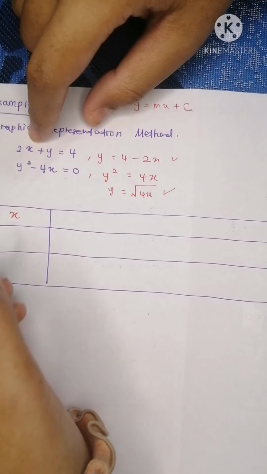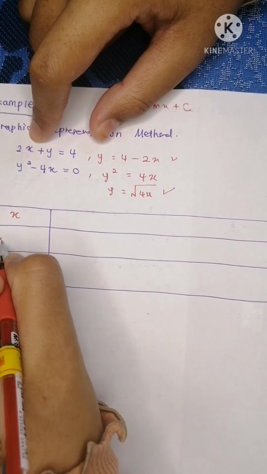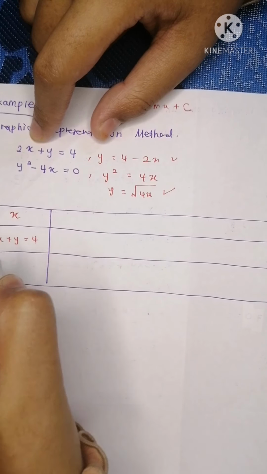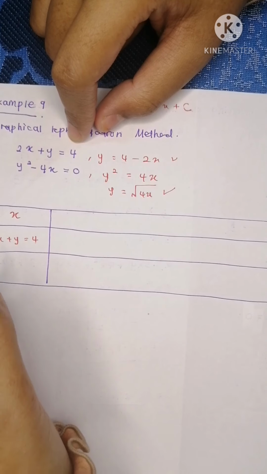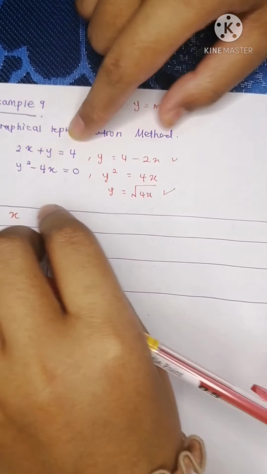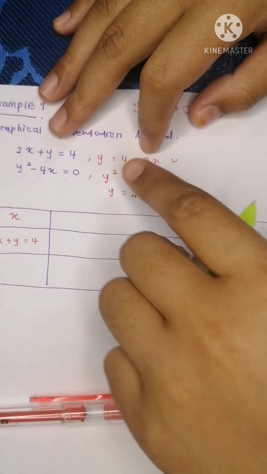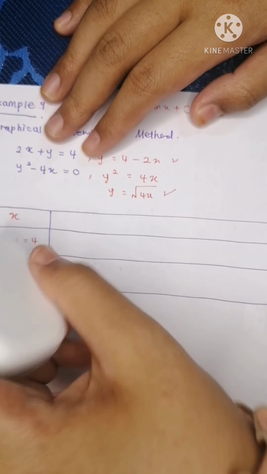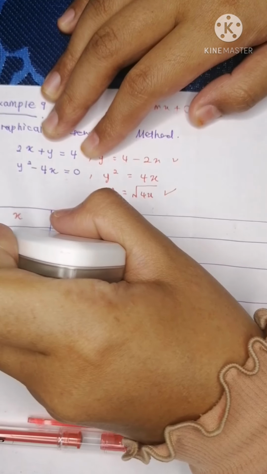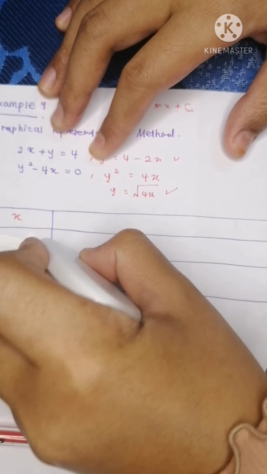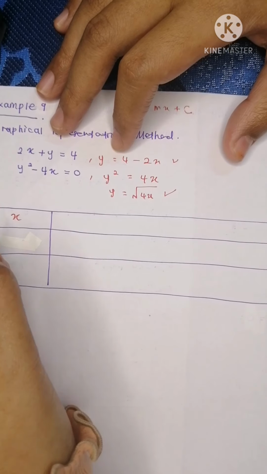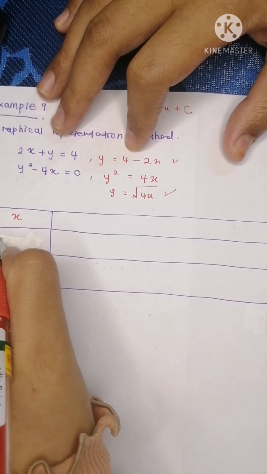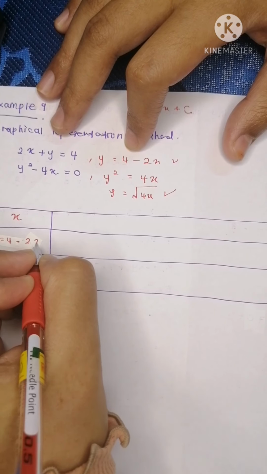And then the first equation is this one, 2x plus y equal to 4. Or you can use the new equation here that we already made in the general form. So this one is y equal to 4 minus 2x.